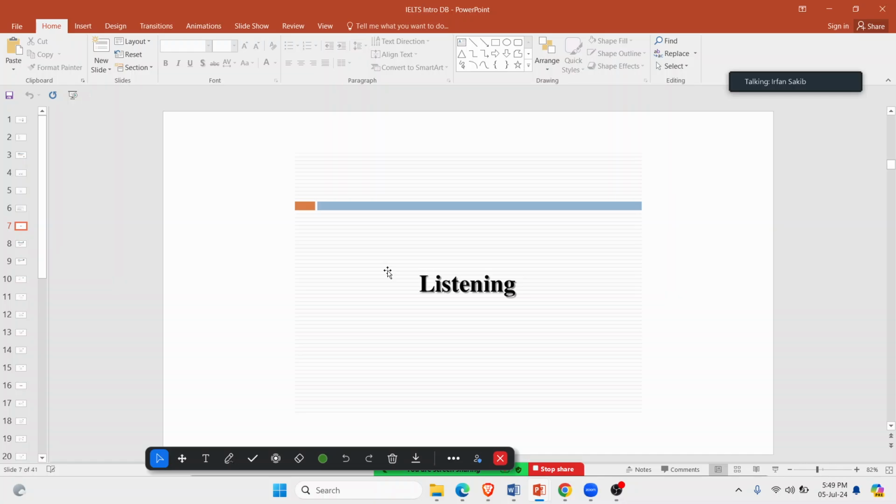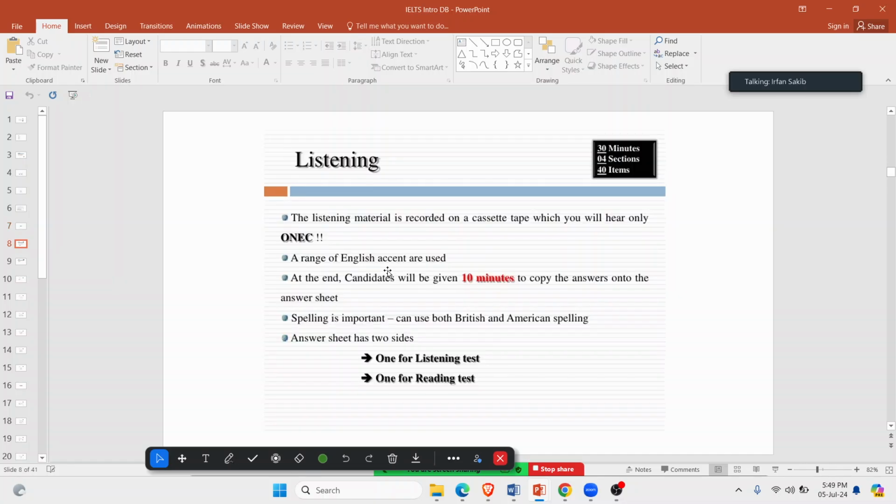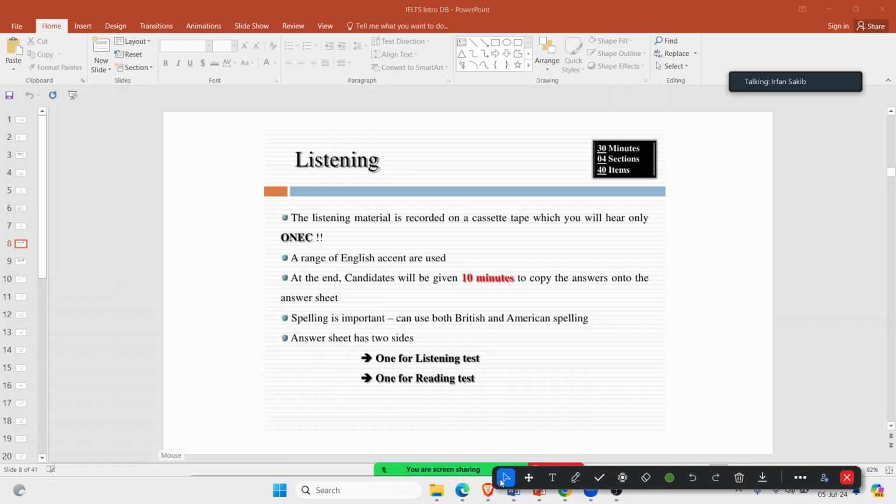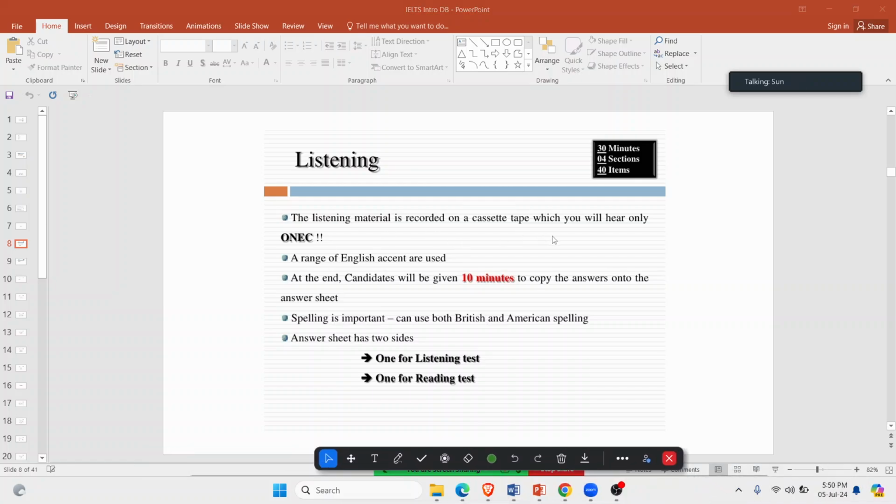Any questions so far? No. Okay, so let's start with the listening module. Here you can hear the listening audio only once, one time. The total time is written here. The total time for the computer based exam is not actually 30 minutes; the time is a little less. You will get 22 to 23 minutes, and there will be 4 sections and 40 items. 40 items means 40 questions.